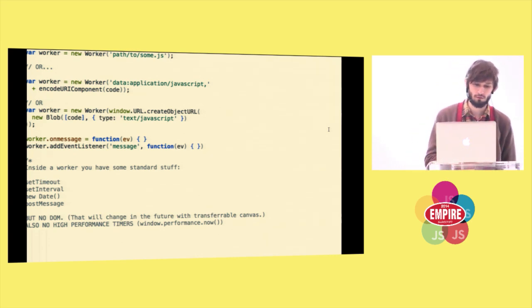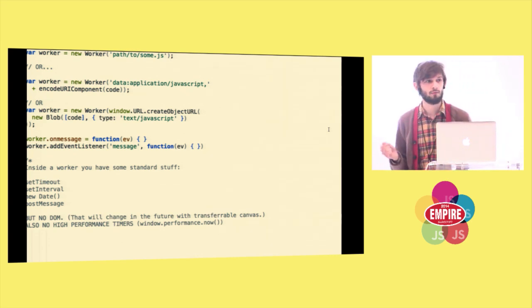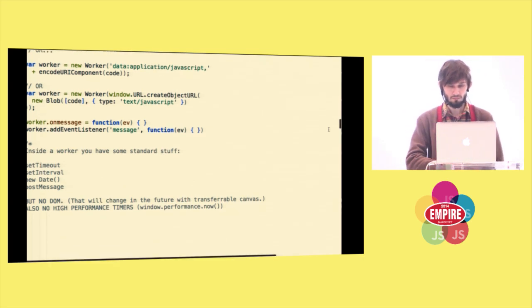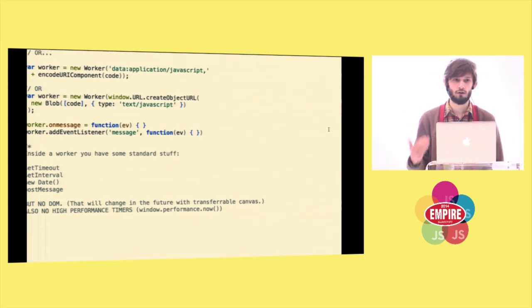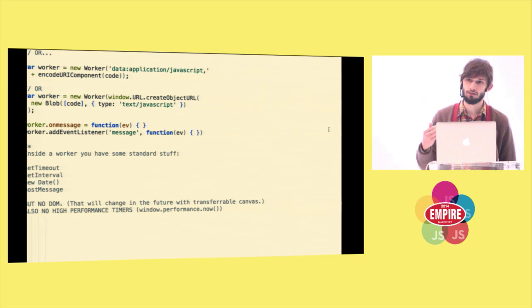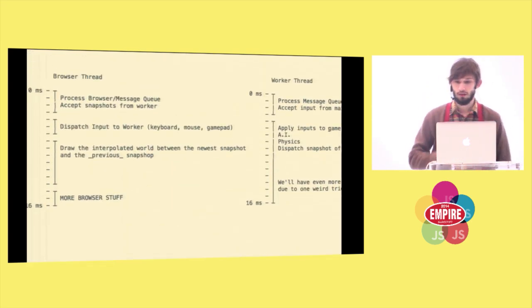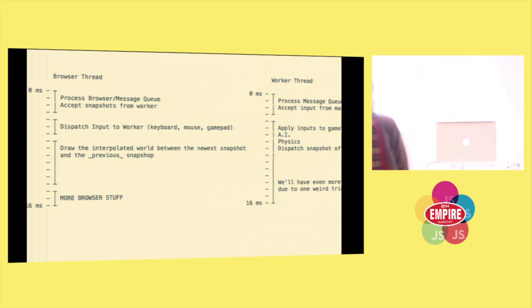And the other really important thing that we don't have is high-performance timers. There's no way to get down to sub-millisecond precision within a web worker right now across platform. And that's important when you're trying to figure out how long things are taking or scheduling things to be run at a certain time.